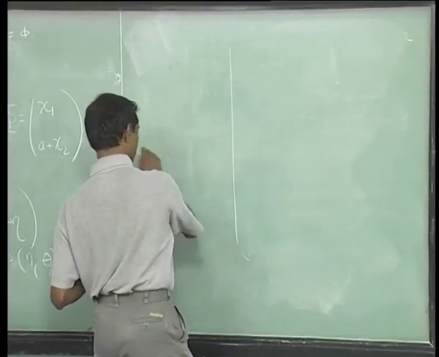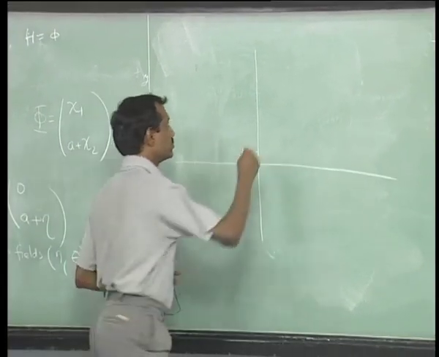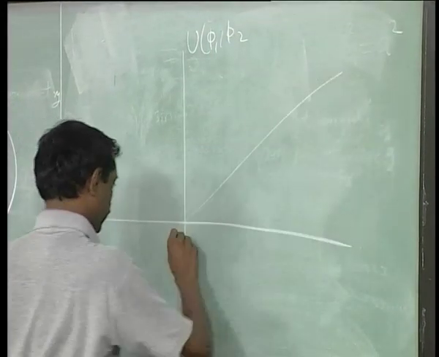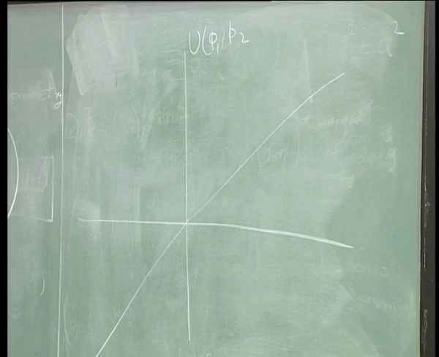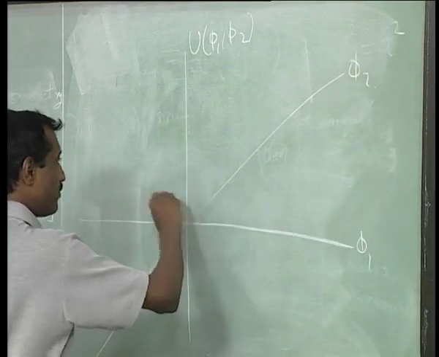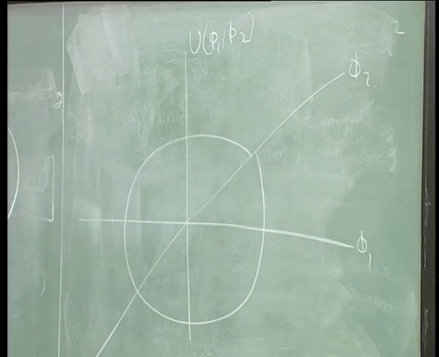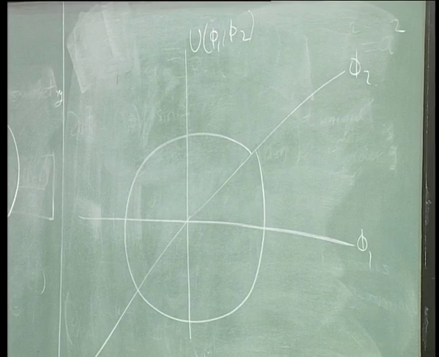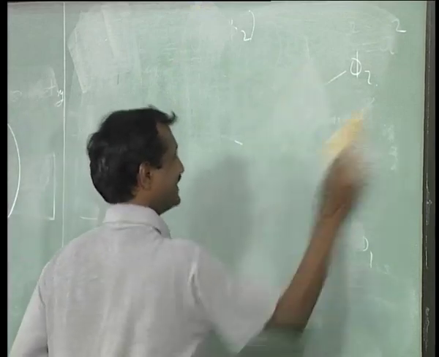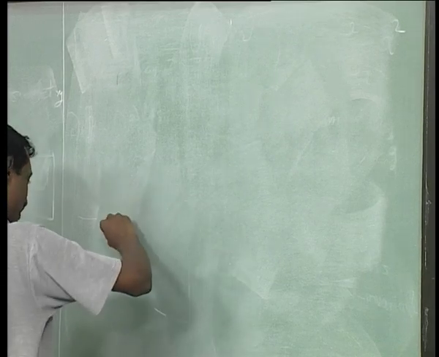So, what we want to plot is u, which is a function of phi 1 and phi 2 in this space. Let me first draw a circle of radius a. Oh, maybe what I will do is first draw the hat and then draw the coordinates, because I am not so good at drawing. So, the Mexican hat looks like this.